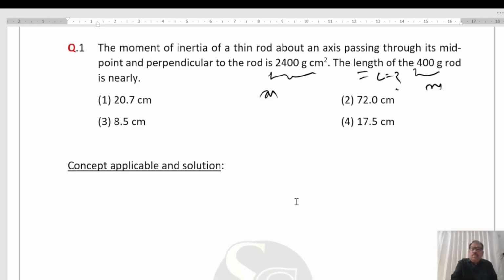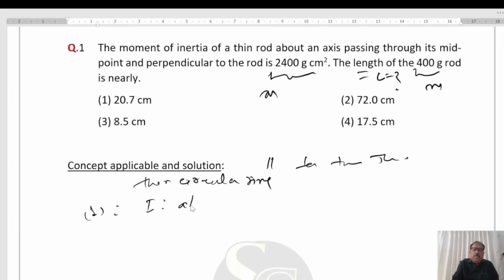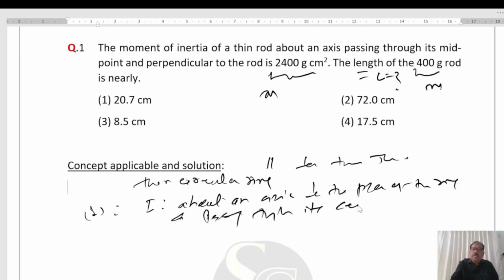Application of parallel axis theorem and perpendicular axis theorem. Right? Parallel axis theorem, perpendicular axis theorem. I take the example of a thin circular ring. First case: moment of inertia about an axis perpendicular to the plane of the ring and passing through its center.